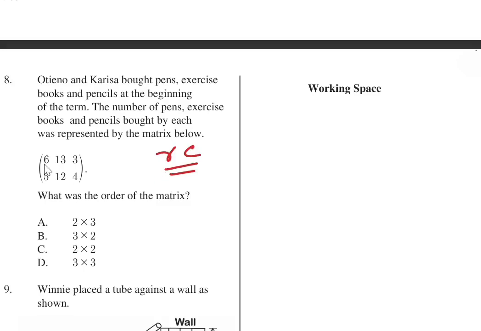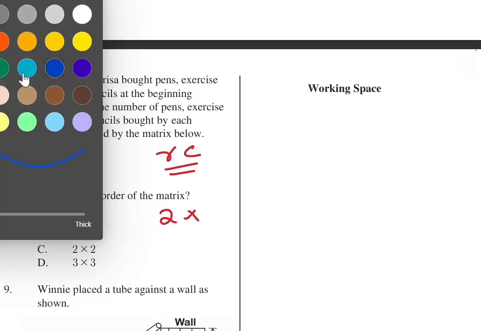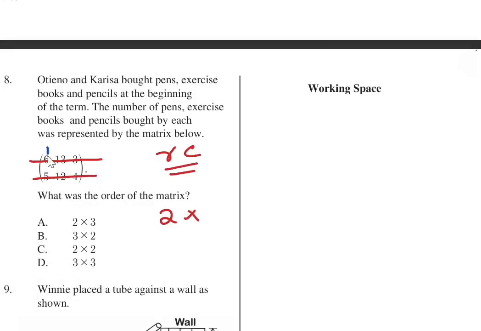So these are the rows, kwenda hivi. These are the rows. Hivi ni row, pia hivi ni row. Column ni gani? Hizi zimesimama. Column. So you count how many rows? This is 1, 2. So it is a 2 by, so you use multiplication. And then how many columns? So ni hizi zimesimama. So I'm going to use another pen. So 6 and 5, 1 column, 13 and 12, another. So it is a 2 by 3 matrix. And therefore the answer is A.